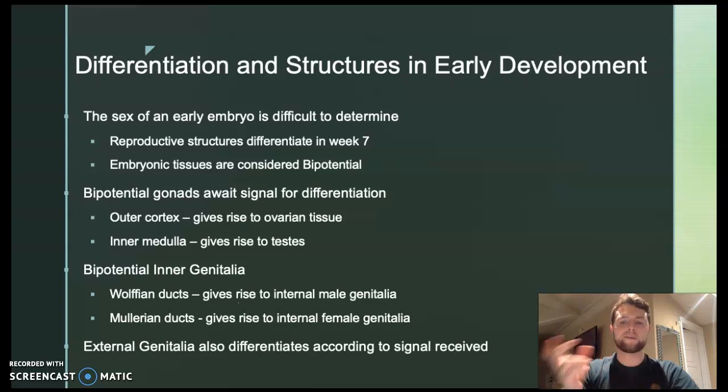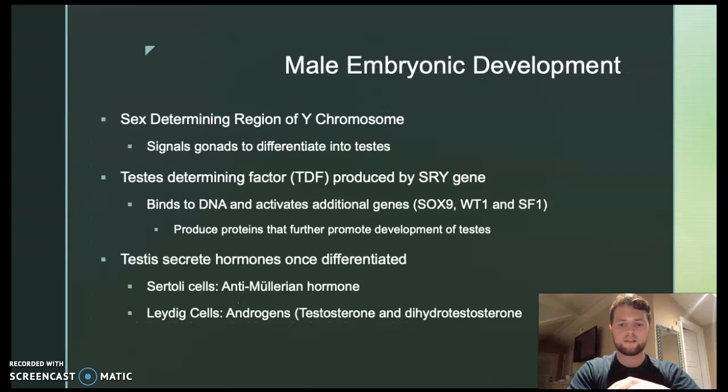Additionally, we have the bipotential inner genitalia that I mentioned before, which is comprised of Wolffian ducts, which develop into the male internal genitalia, and Müllerian ducts, which develop into female internal genitalia. And lastly, we do have external genitalia that is also waiting for a signal to differentiate into either male or female external genitalia. So now I'm going to get into a little bit more about what that signal is.